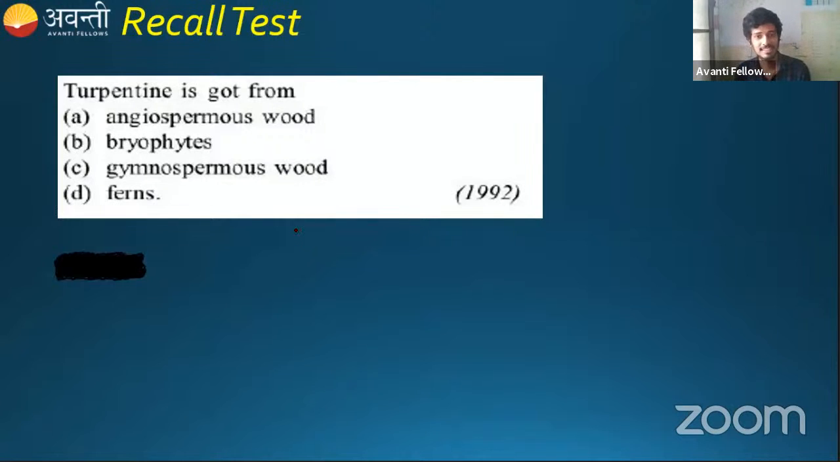So I'm sharing the results. 24% chose option A, 13% B, 47% C, and 17% D. I'm stopping sharing the results. So the correct answer is, everyone knows that, right? This is extracted not from angiosperms, and not from bryophytes. There is no wood in the bryophytes, right? And not in the ferns also. The correct answer is gymnosperm wood, or option C.